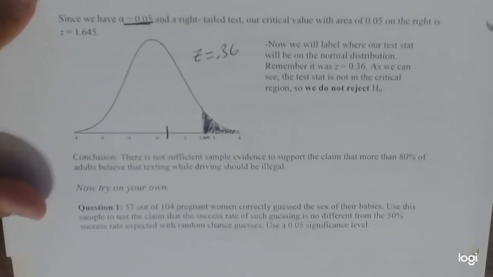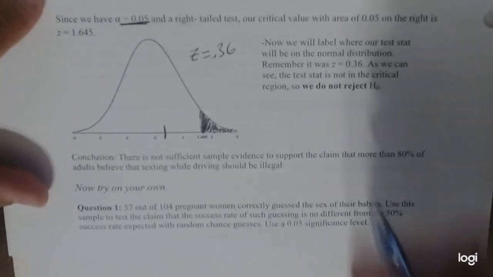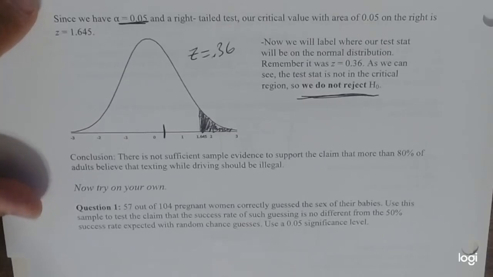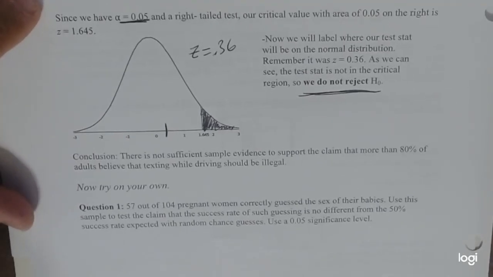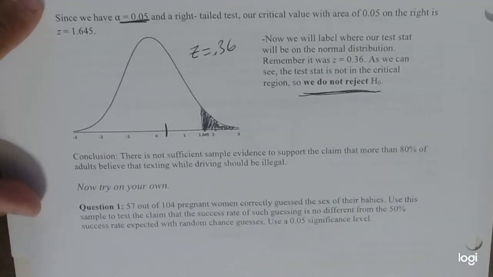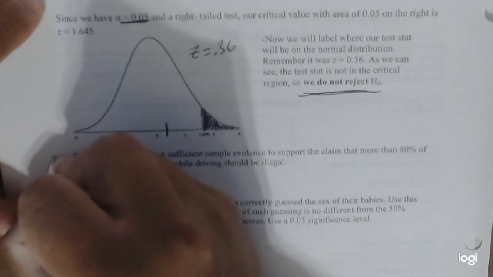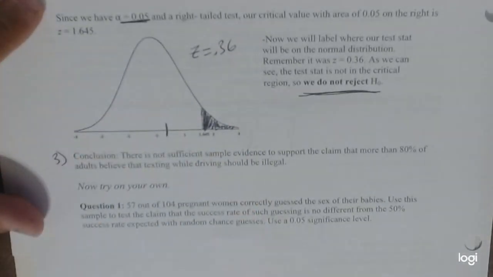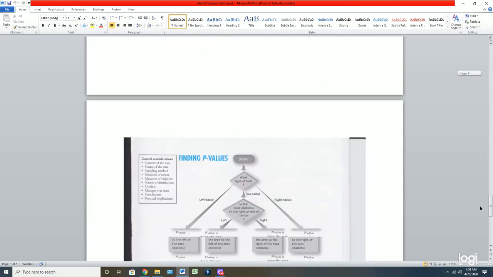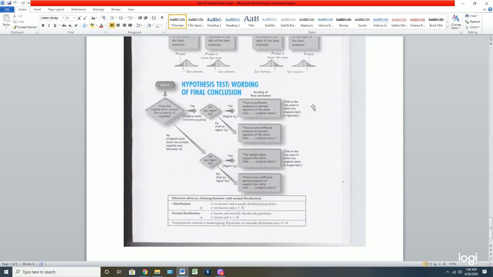So therefore, going back to our conclusion, that means we do not reject our null hypothesis because it's not in the critical range. Okay? So notice all this comes into play now. So last step, we do not reject our null hypothesis. So now we go on to step 3, how we write our conclusion. And that's going back using our proportions, literally just following the flow chart.